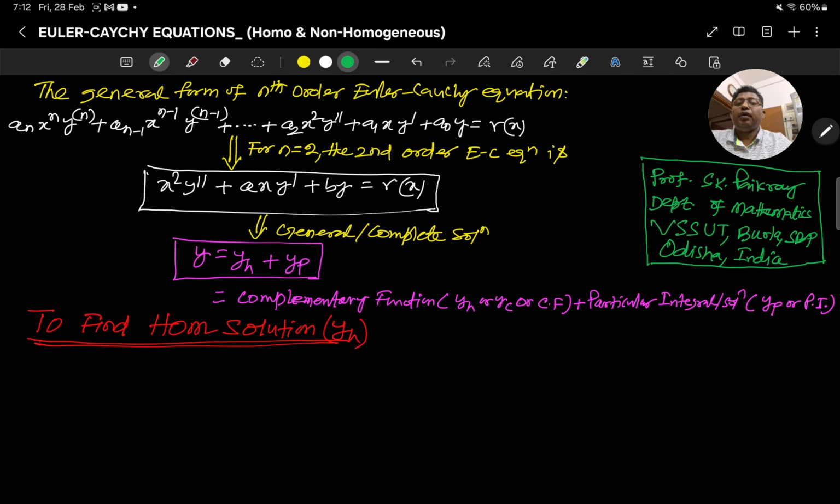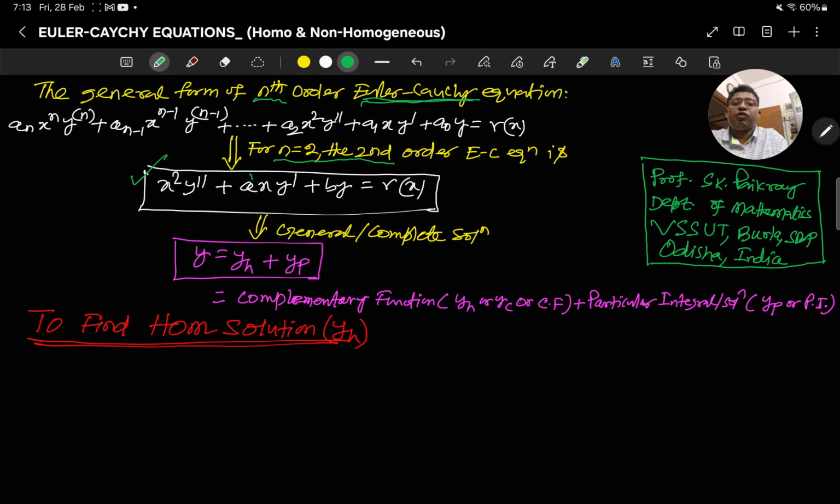Hello everyone. In this lecture I shall discuss the Euler-Cauchy equation, both the homogeneous as well as the particular solution. The general form of a Euler-Cauchy equation of nth order is given like this, but our concentration is to solve it for second order. For n is equal to 2, this converts to a second order Euler-Cauchy equation of the form x square y double dash plus ax y dash plus b into y is equal to r(x).